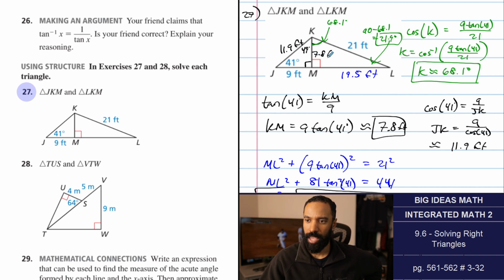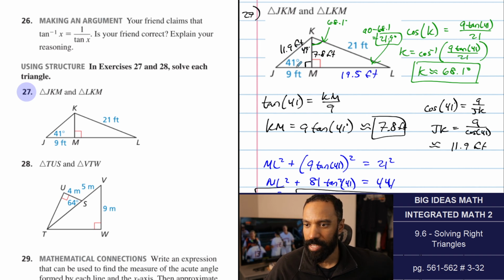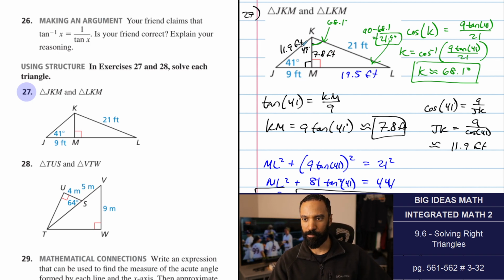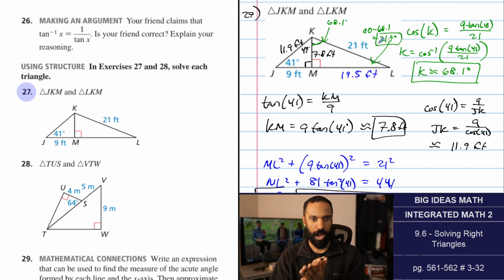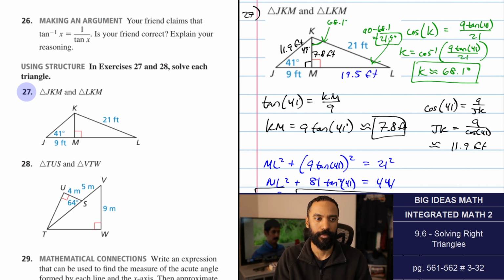That's 7.8 feet. So I have everything in terms of feet and degrees there. 9 feet, 7.8 feet, 11.9 feet, 19.5 feet, 21 feet. 41 degrees, 49 degrees, 68.1 degrees, 21.9 degrees, 90 degrees, and 90 degrees. We have solved both triangles.